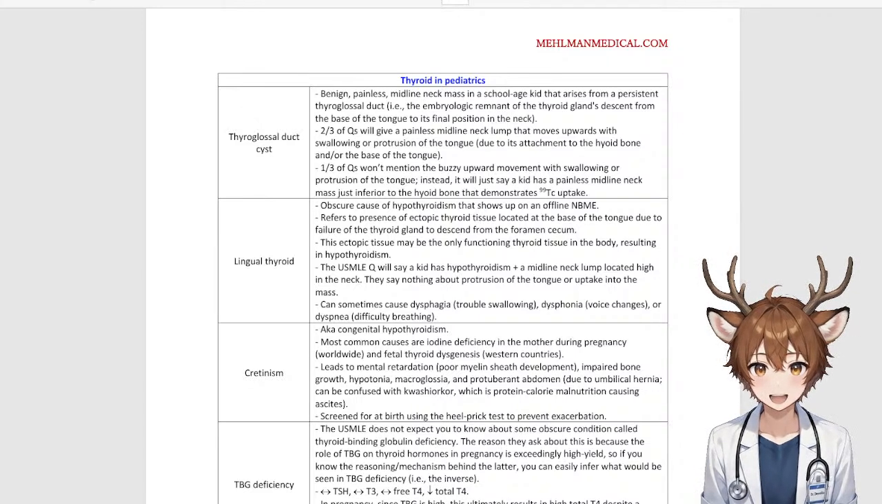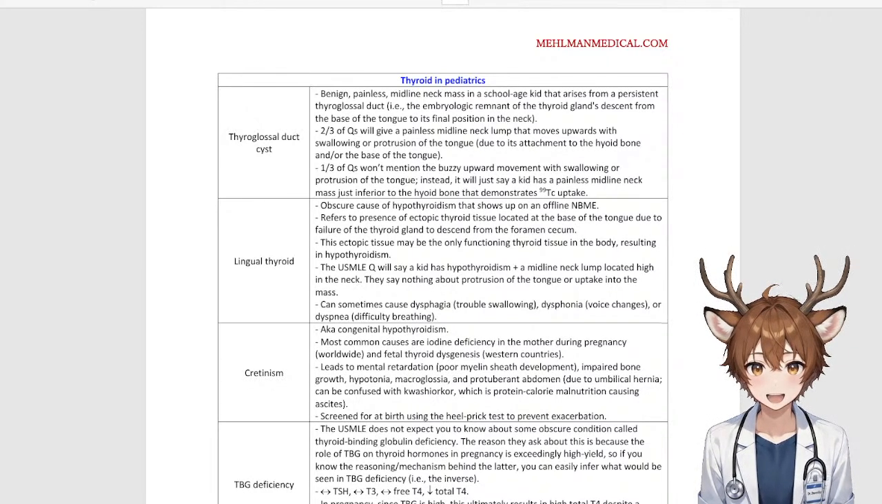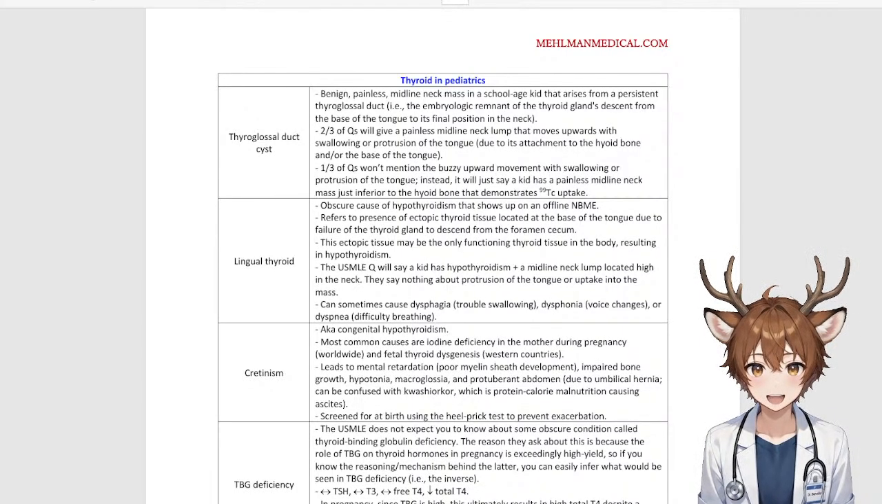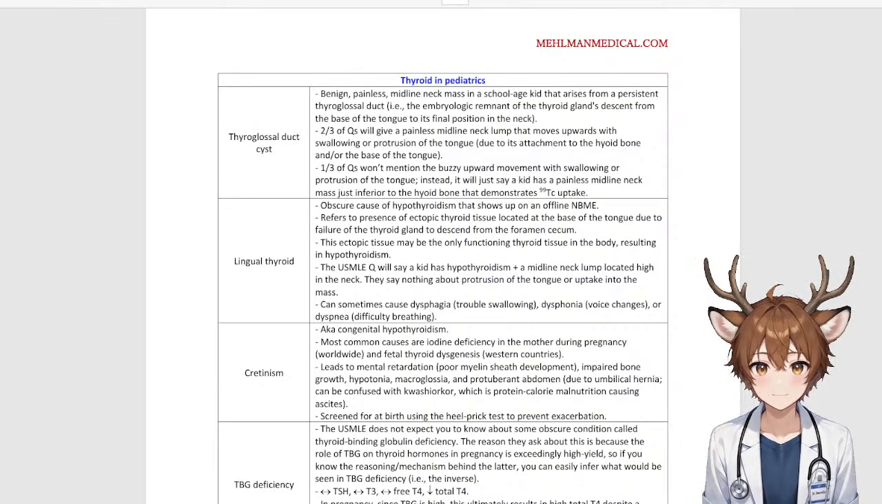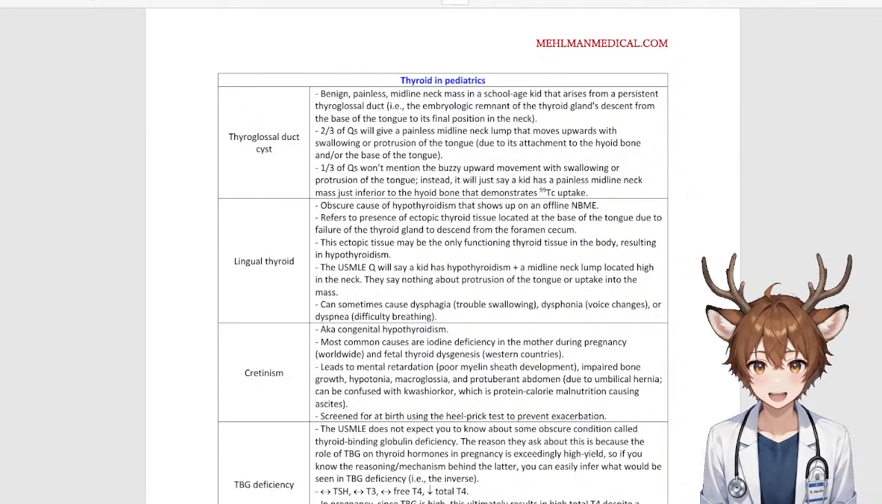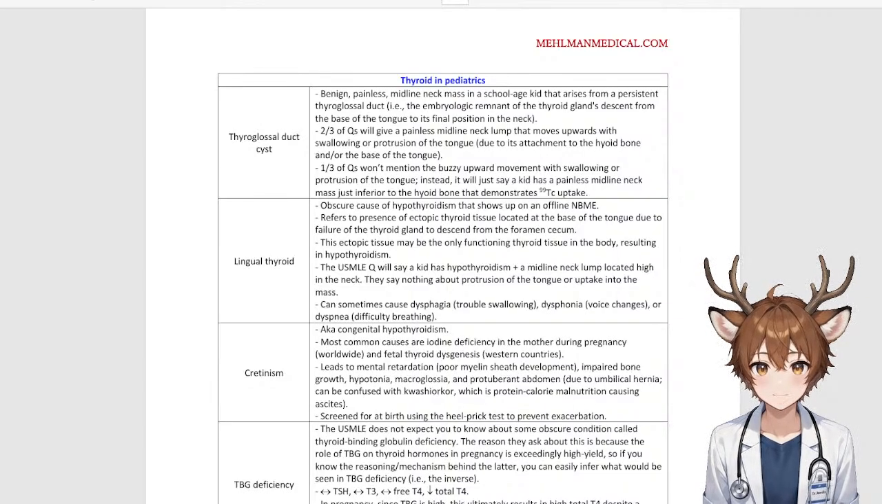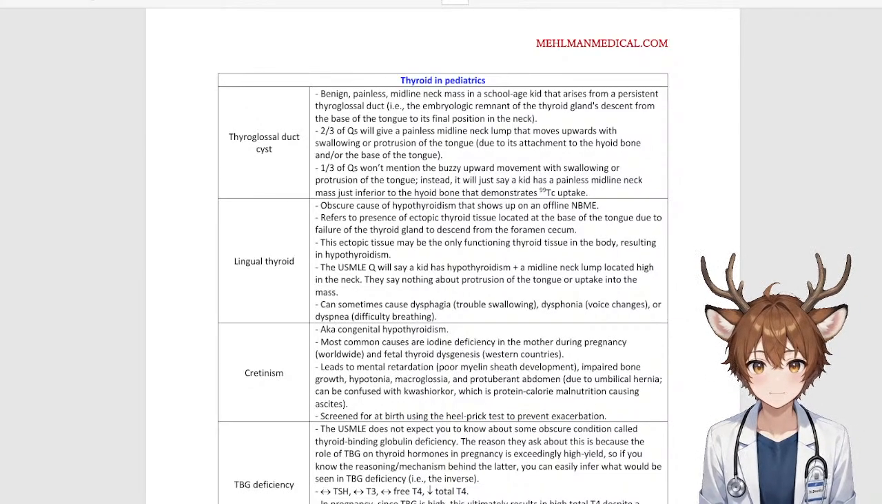The USMLE will always say a kid has hypothyroidism plus a midline neck lump located high in the neck. They say nothing about protrusion of the tongue or uptake into the mass. It can sometimes cause dysphagia, trouble swallowing, dysphonia, voice changes, or dyspnea, difficulty breathing.